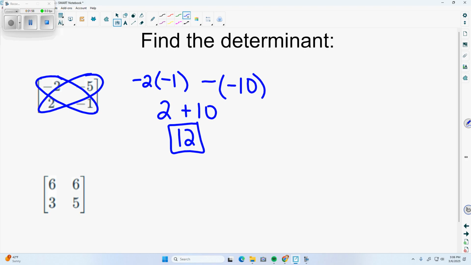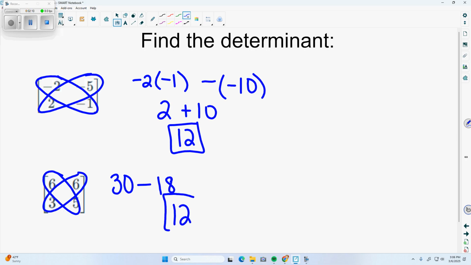Okay, let's look at this one. Multiply across the diagonal. 6 times 5 would give us 30. Subtract what we get when we multiply across this diagonal. 18. Now that's just a coincidence that the determinant was 12 for both of those. It's not always going to be 12, just a coincidence on those examples that's how it shook out.